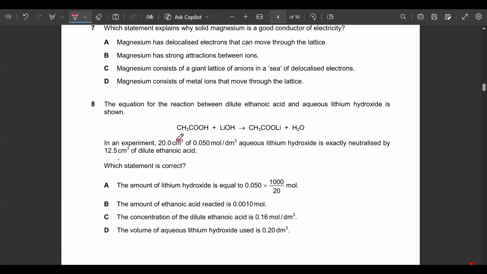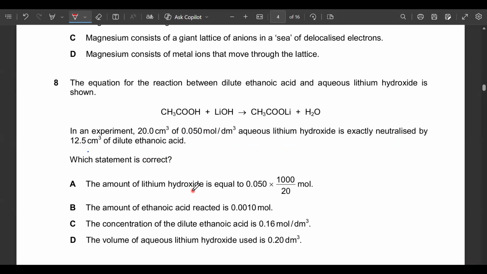In an experiment, 20 cm³ of 0.05 mol per dm³ aqueous lithium hydroxide is exactly neutralized by 12.5 cm³ of the dilute ethanoic acid. Which statement is correct? All right, so in this question, we are supposed to do some calculations to verify these options.